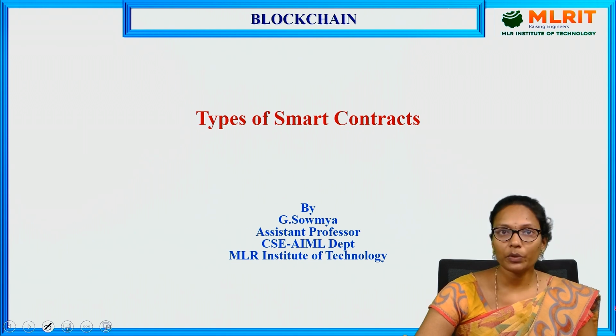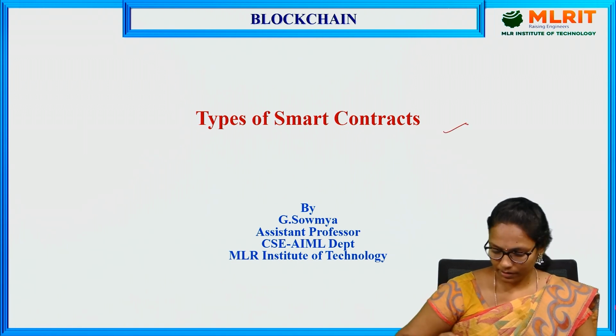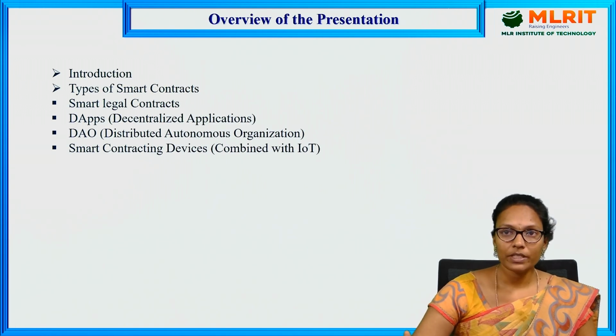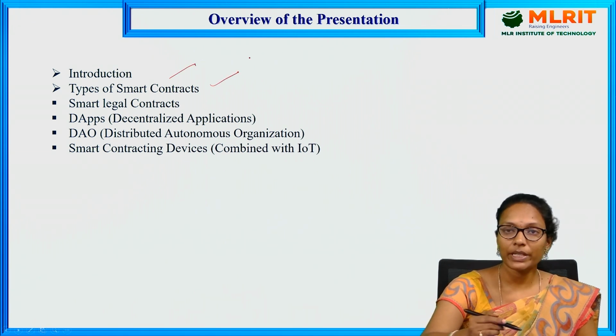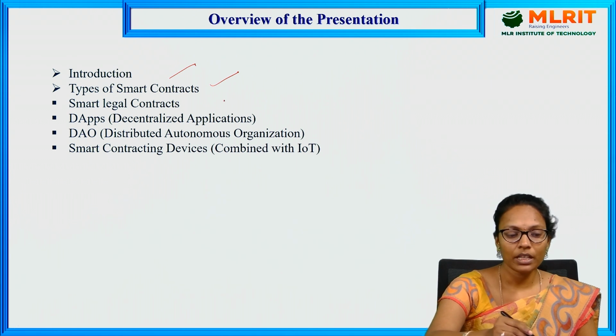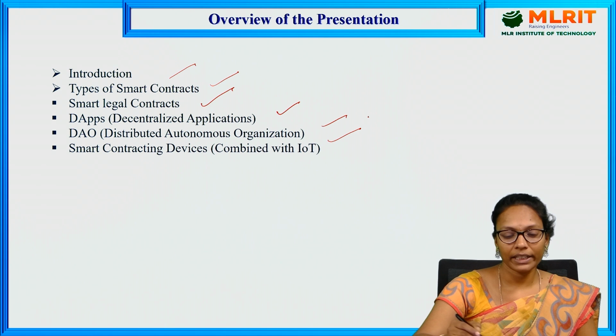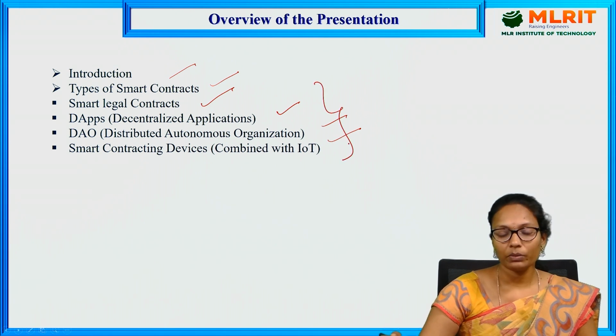In this video, we are going to discuss types of smart contracts. The overview of this presentation covers the introduction, that means what is a smart contract, and the different types of smart contracts. Basically, we have 4 types of smart contracts: smart legal contracts, DApps, DAO, and smart contracting devices. We are going to discuss these 4 types.